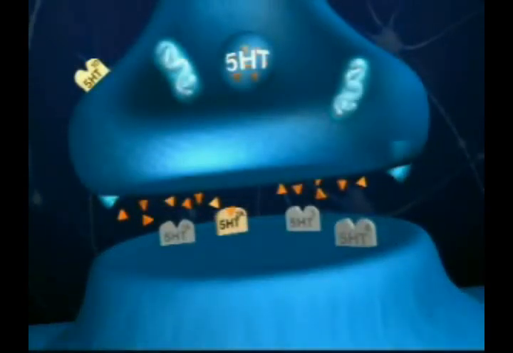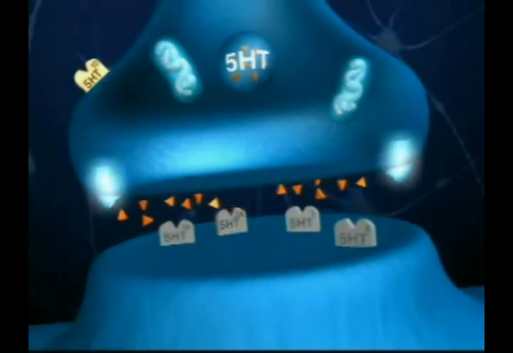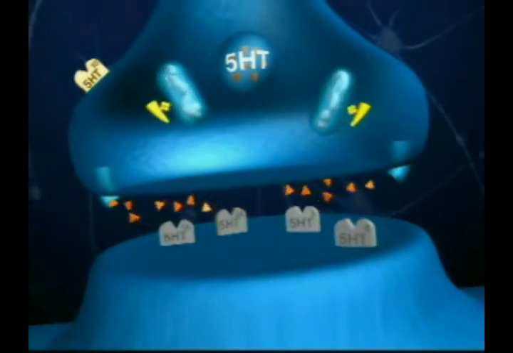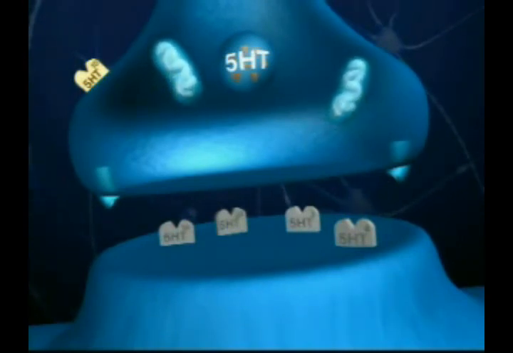5-HT is quickly removed from the synaptic cleft by a reuptake mechanism. Inside the presynaptic neuron, metabolism by monoamine oxidase on the outer membrane of mitochondria renders 5-HT inactive. A deficiency in 5-HT neurotransmission is thought to be the underlying cause of many mood disorders, such as depression, obsessive-compulsive disorder, and mania.